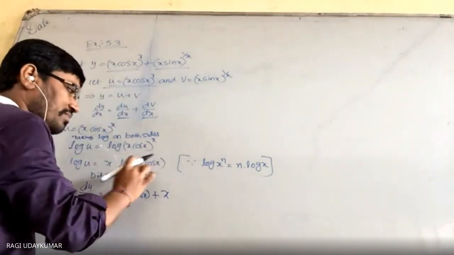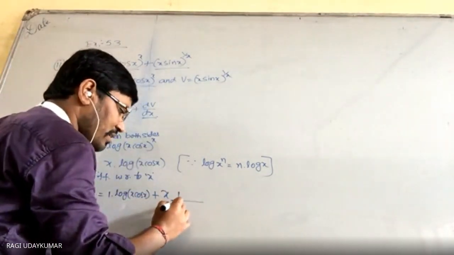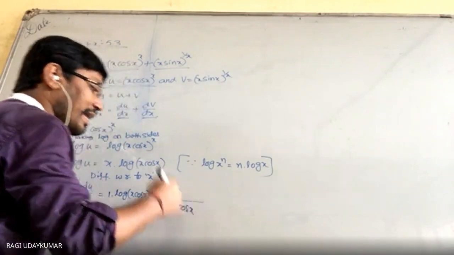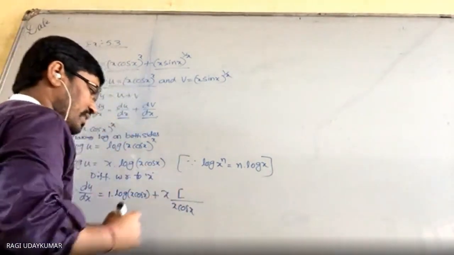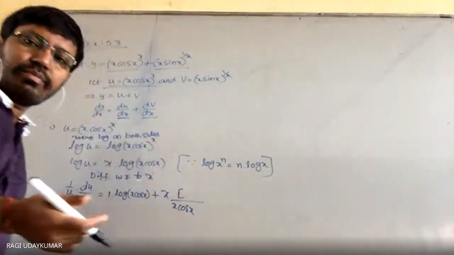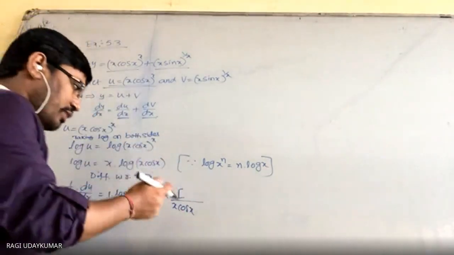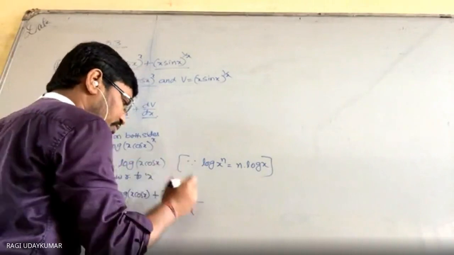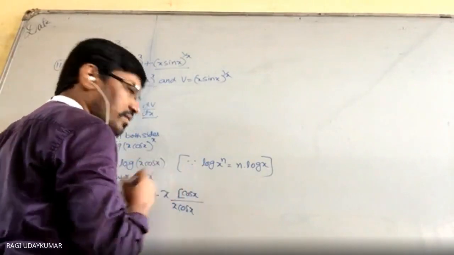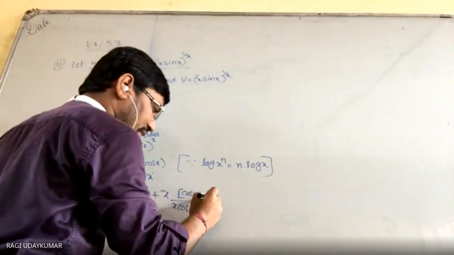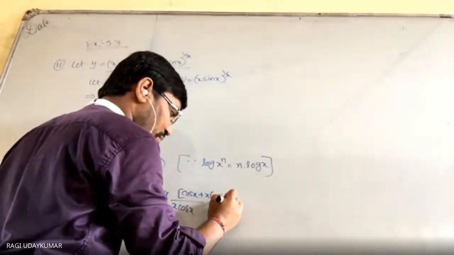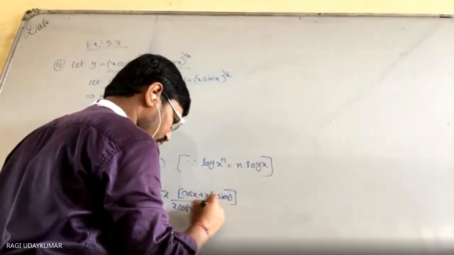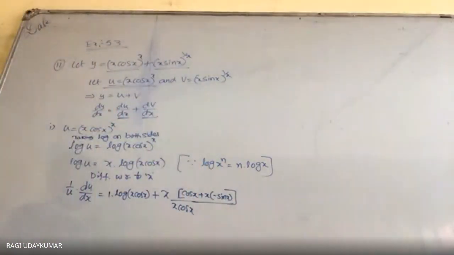So the differentiation of log of x cos x is nothing but 1 by x cos x, and again the differentiation of x cos x in the numerator. x cos x differentiation is again in product form, so again you need to take the product form. First, cos x plus x into differentiation of cos x, sorry, cos x differentiation is minus sin x. This we are going to get.